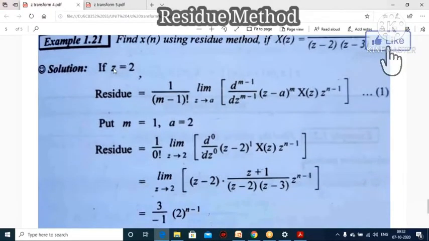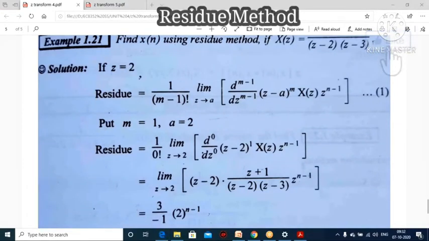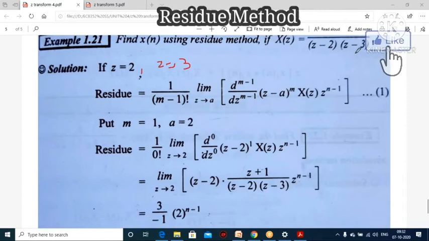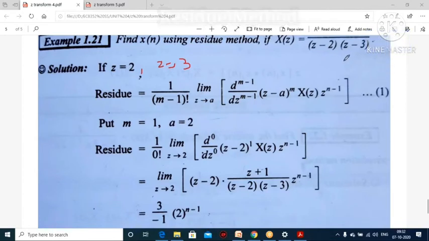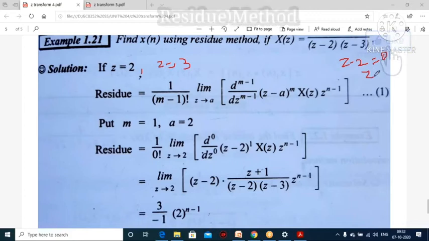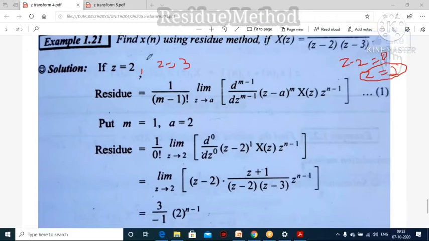Okay. The first step is you have to find out the poles. So here you have two poles. You equate each pole factor to 0 and find the z value. Z minus 2 equal to 0, from this you find z equal to 2. Similarly, z minus 3 equal to 0 gives z equal to 3.